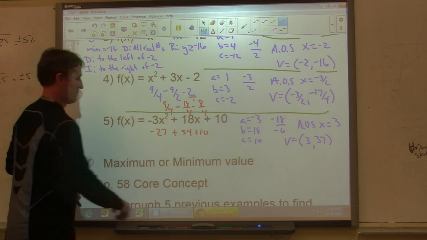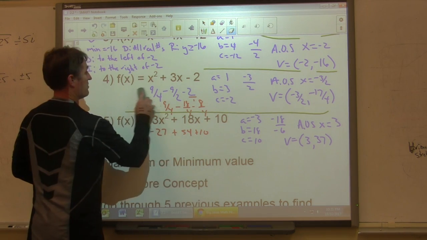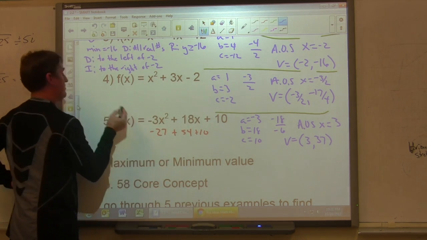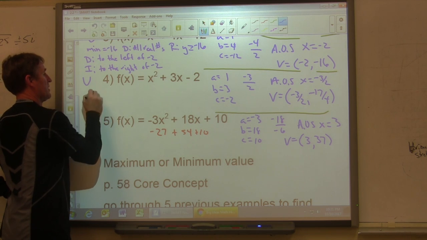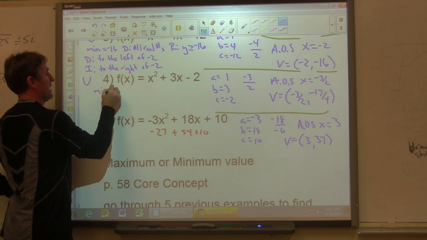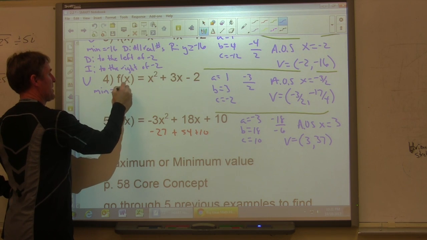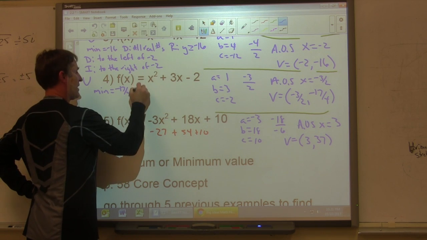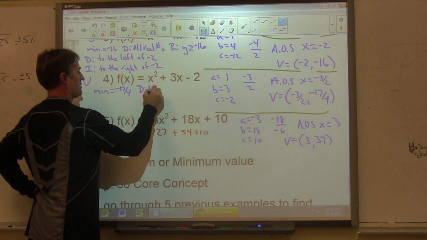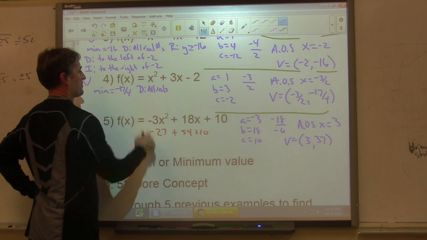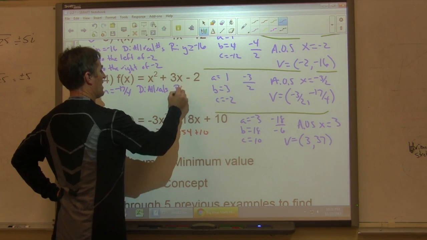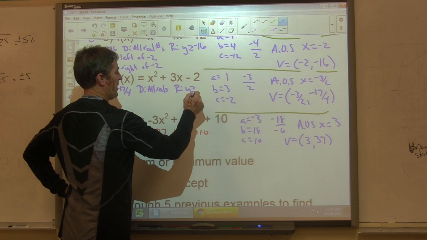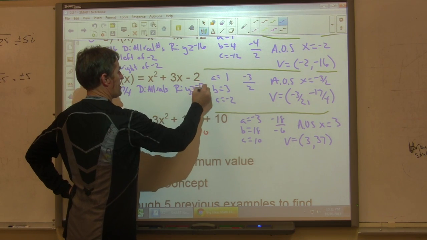Let's do one with fractions. Nothing changes. Our a is 1, so it's opening up. So it has a minimum value. And that minimum value is, in this case, -17.4, or -4.25 if you did that. Our domain, again, always all reals. Okay, our range is our y values. It's increasing, so y is greater than or equal to that lowest point, -17.4.